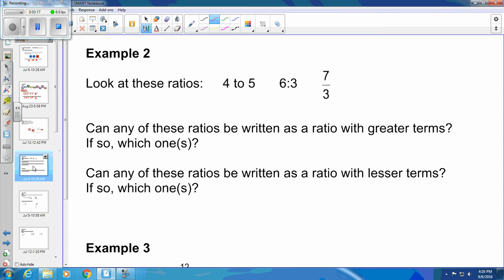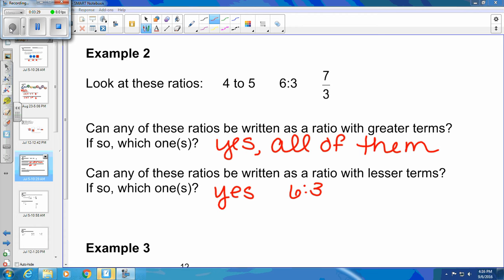Now let's look at these ratios: 4 to 5, 6 to 3, and 7/3. I want you to answer these questions, and then we will come back and work on them together. Which ratios can be written with greater terms? All of them. Each of the pieces can be multiplied by a non-zero number. Can any of them be written with lesser terms? The 6 to 3 can, because I can divide both 6 and 3 by 3, and it would simplify to 2 to 1.